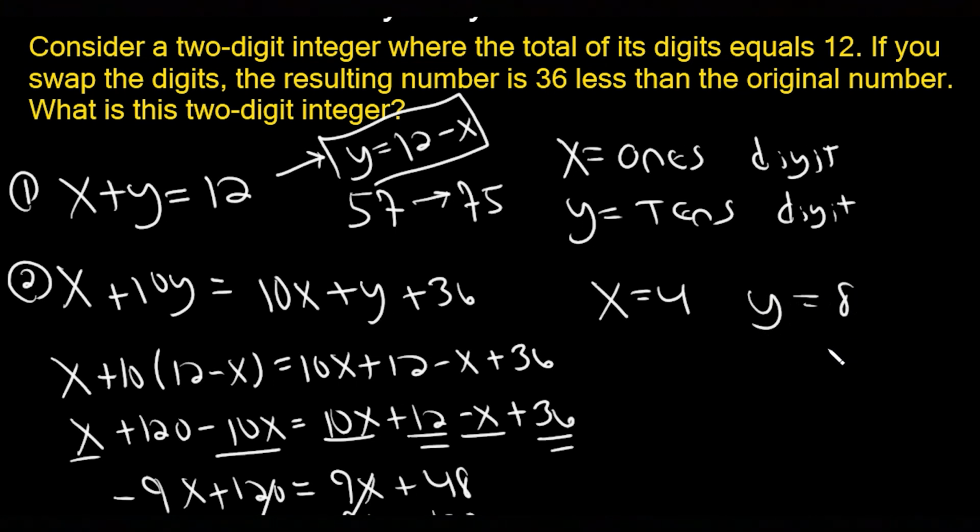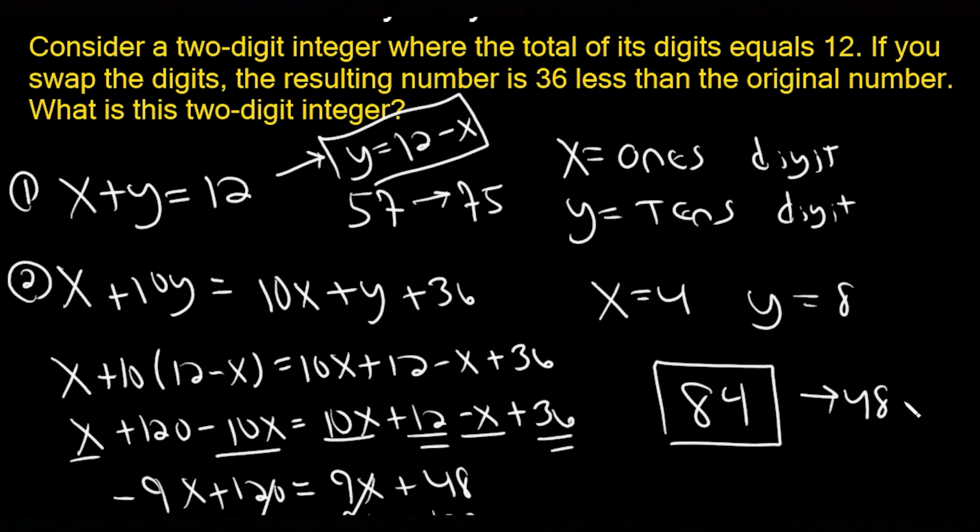There's my tens digit. So putting it all together, my tens digit is going to be 8 and my ones digit is going to be 4. My number here is 84. If I reverse those digits, I get 48. And you can easily see that if I do 48 plus 36, I get 84, or in other words, if I do 84 minus 36, I get 48. And so that satisfies the statement saying that if I reverse the digits, it's going to be 36 less than the original number. So our two-digit integer here is 84.